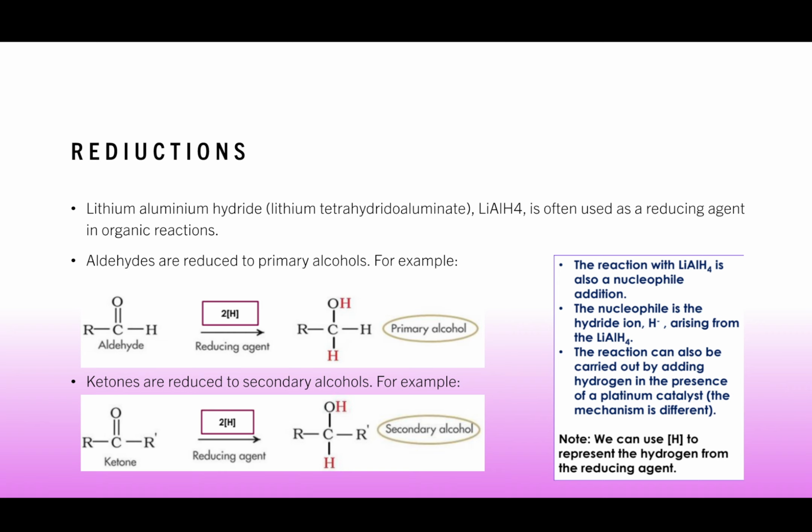So we have that now. The reaction with lithium tetrahydroaluminate is a nucleophilic addition. The nucleophile is the hydride ion, arising from the complex. The reaction can also be carried out by adding hydrogen in the presence of a platinum catalyst. We also saw this platinum catalyst when looking at redox equilibrium in unit 1, and it works wonders in reduction reactions. Any issues? Any questions here?